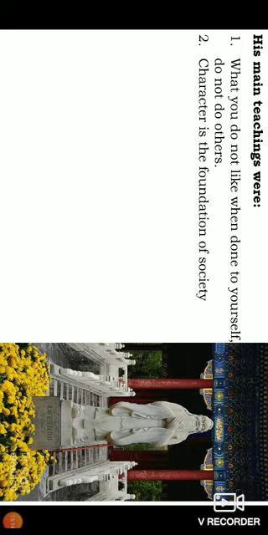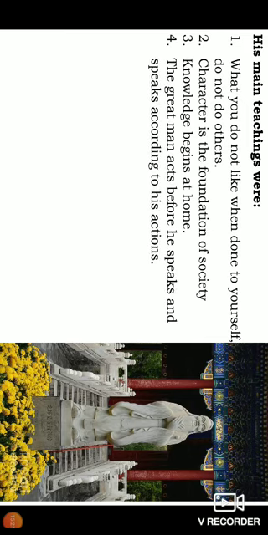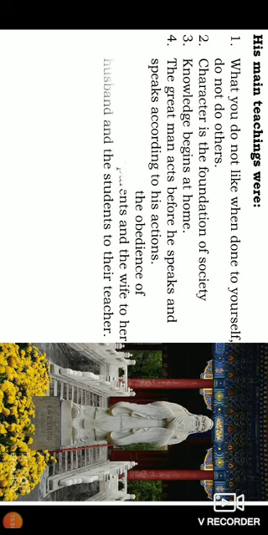So where does wisdom begin? It begins at home. The mother is the first teacher of knowledge as well as wisdom. The great man will not speak first, but he acts. The great man first acts before he speaks, and he speaks according to his acts. So his actions and speaking will be one and the same.